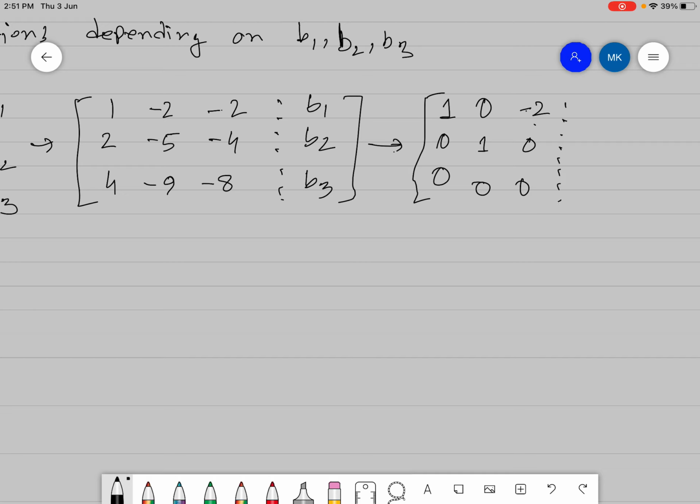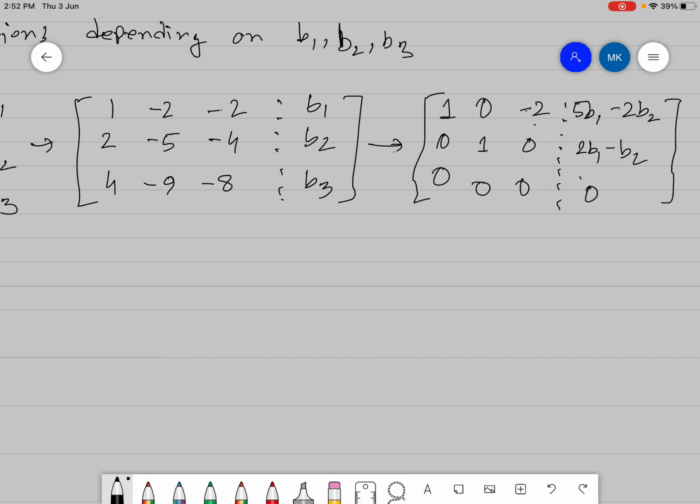So in this side it would be 0, 2b1 minus b2, and it would be 5b1 minus 2b2 at the end.